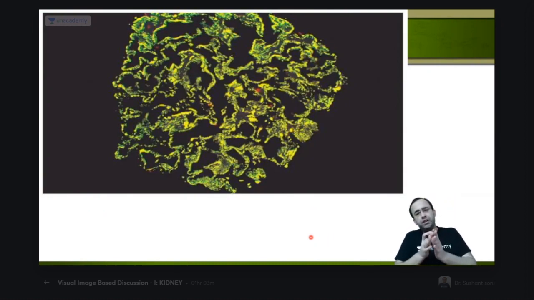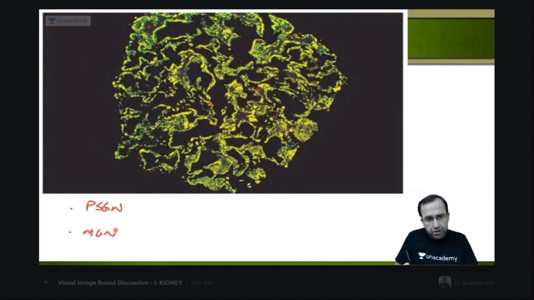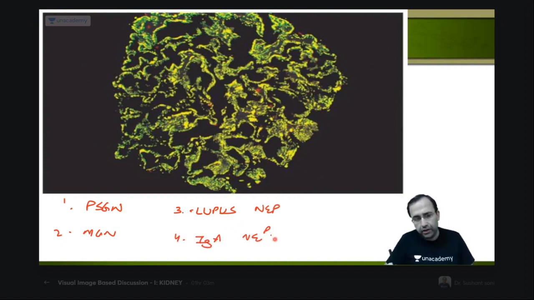Versus, have a look at this. Whenever I see this image, I always remember Iron Man 3. So agreed, it is a granular deposit. Let me give you options: PSGN, MGN, lupus nephritis, or IgA nephropathy. All four have granular deposits.